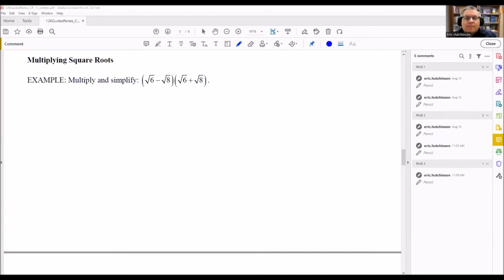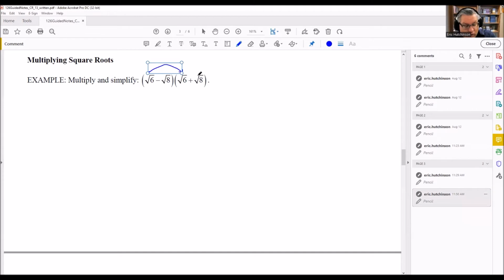When multiplying square roots, we want to follow a certain process. This process is sometimes called the FOIL method. First, we do these in order: the first terms, the outer terms, the inner terms, and the last terms. I'm going to show that with these arrows here of how we're going to follow that.